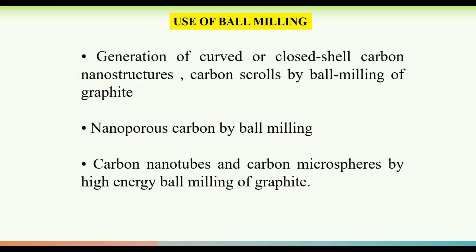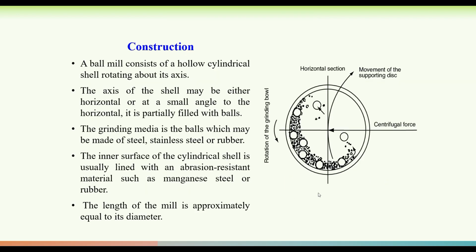Coming to the uses of ball milling, it generates curved or closed shell carbon nanostructures, carbon scrolls by ball milling of graphite, and nanoporous carbon by ball milling. Then carbon nanotubes and carbon microspheres by high energy ball milling of graphite. And this is the construction of the cylindrical jar or ball milling method equipment.